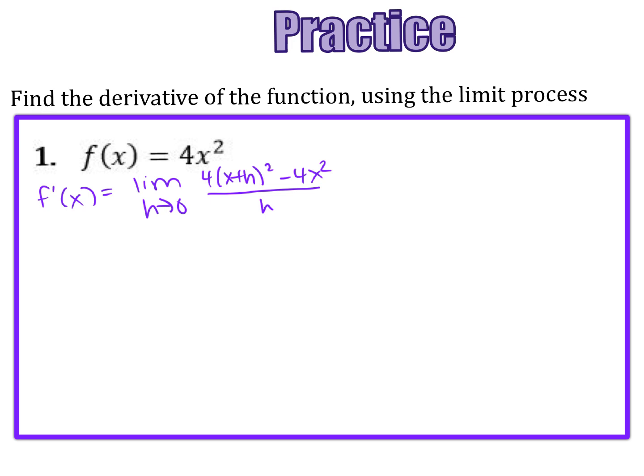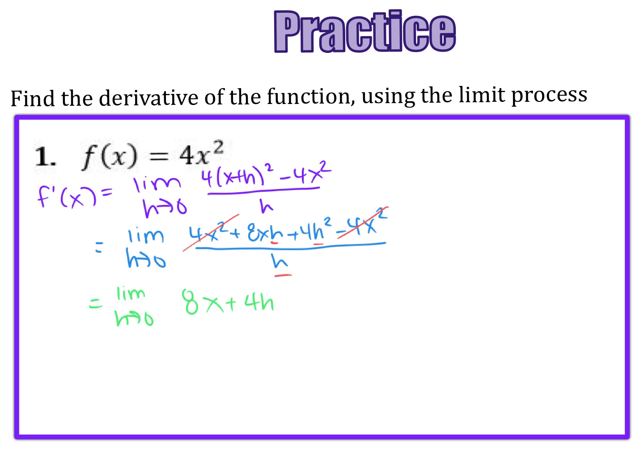Now I need to expand and combine like terms. Here we have that. Now I can combine like terms, negative 4x squared and positive 4x squared. And notice that each of these terms has an h that I can divide out. So let's simplify that. If I divide this by h, I have 8x. If I divide this by h, I have 4h, and I no longer have a fraction, which means I can use direct substitution. Notice we're plugging in h equals 0.